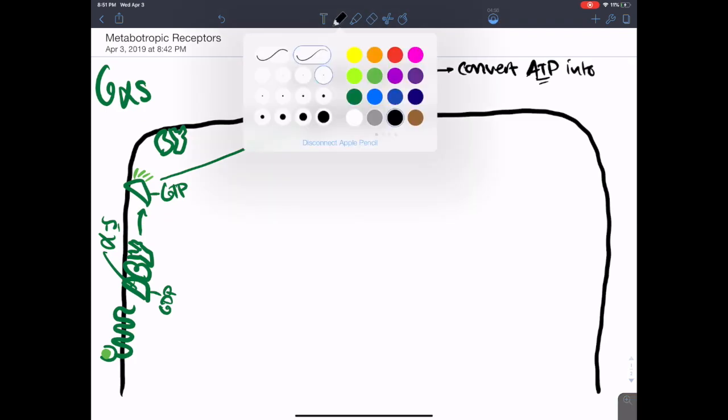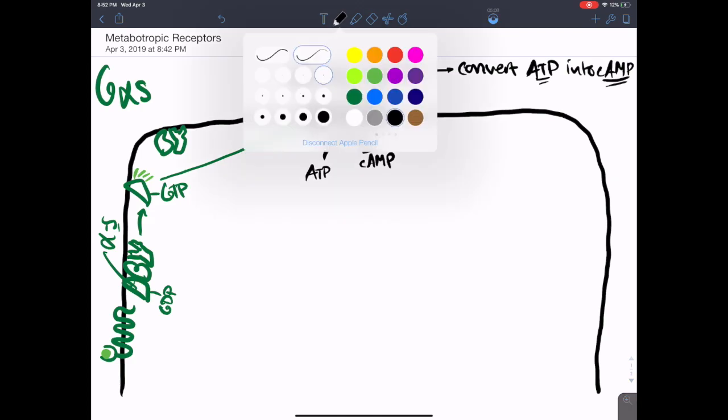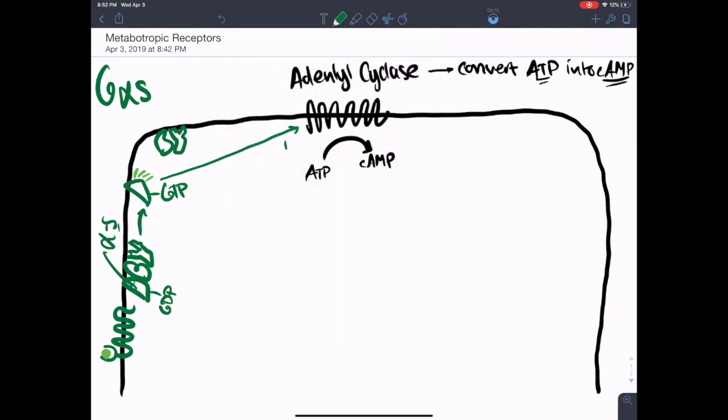Convert ATP into cyclic AMP. So the effect of this is going to be ATP to cyclic AMP. So what the alpha subunit of the G-alpha S pathway is doing is it's upregulating the effect of this adenylyl cyclase. It's upregulating the function of this adenylyl cyclase to lead to an increase in cAMP expression. So increase cyclic AMP expression.